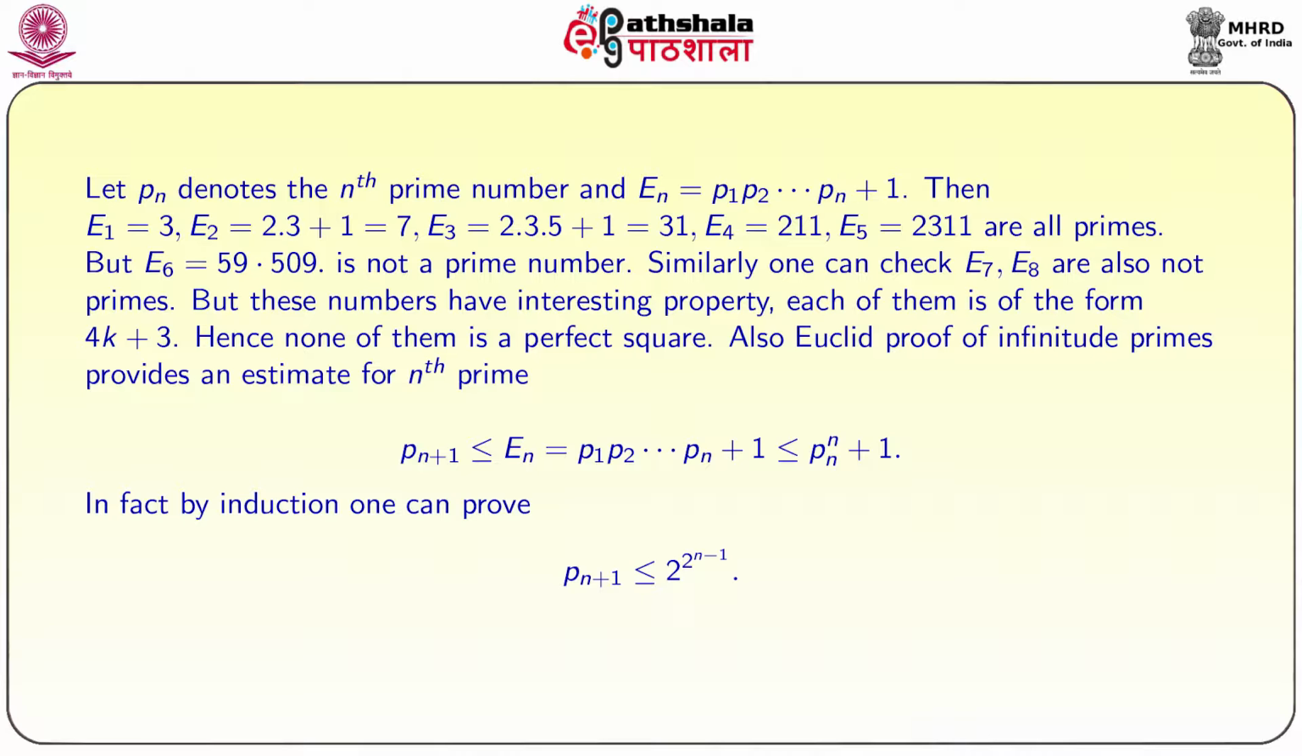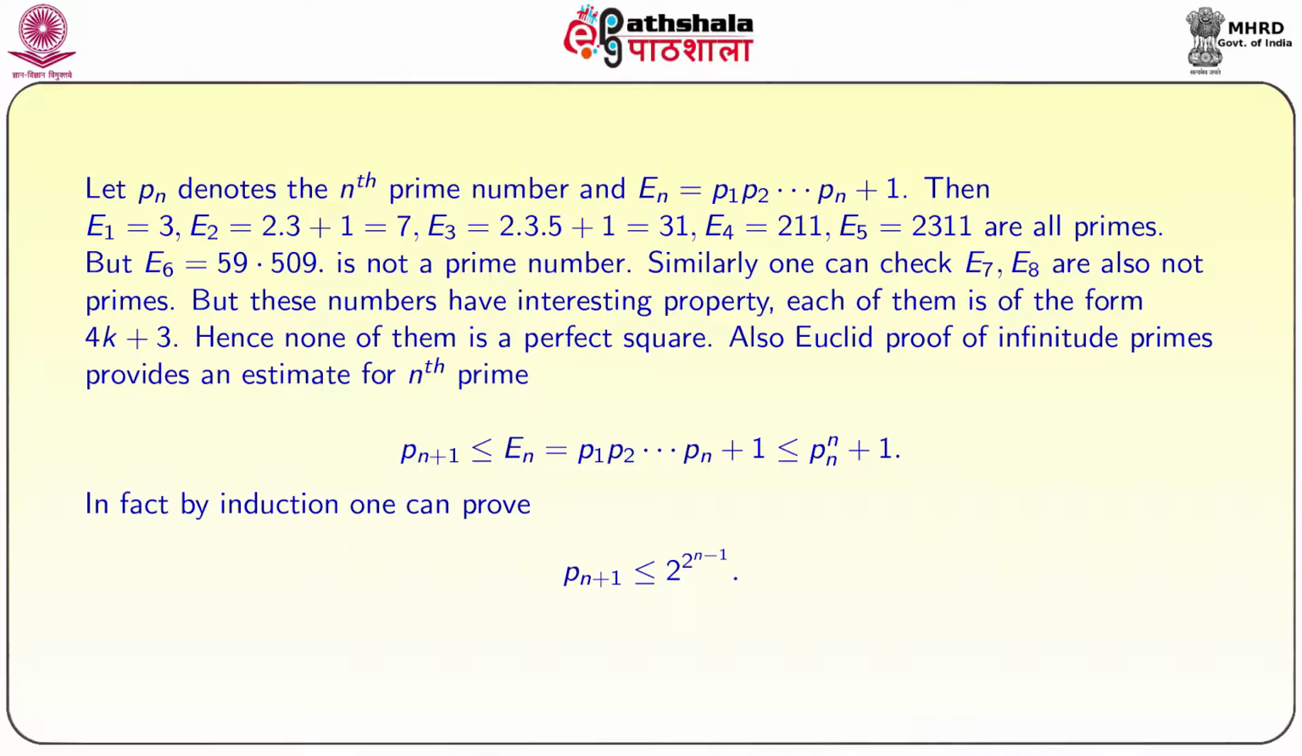It is a nice exercise to check that each of them is of the form 4k plus 3. Hence, none of them is a perfect square, as we proved that every perfect square is of the form either 4k or 4k plus 1, but all these numbers are of the form 4k plus 3. That is why none of these are perfect squares.